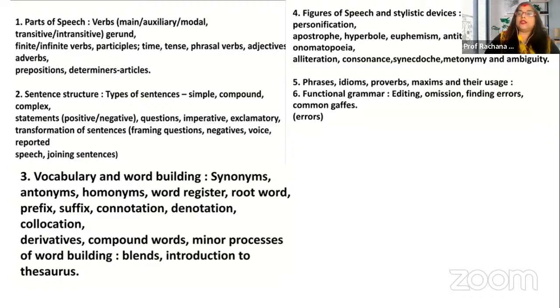Then coming to the next one, you have figures of speech and stylistic devices: simile, metaphor, personification, all these figures of speech. Phrases, idioms, proverbs, maxims, of course, you all know it will be there. Editing, omission, finding errors, all these are also there as your topic. Understood? So these are the main topics which you need to cover. And out of this, we have already finished some.